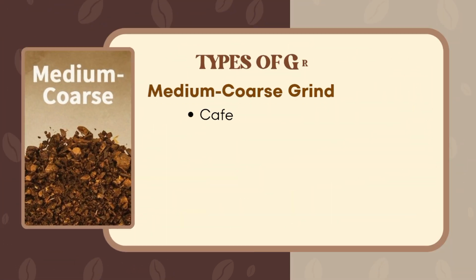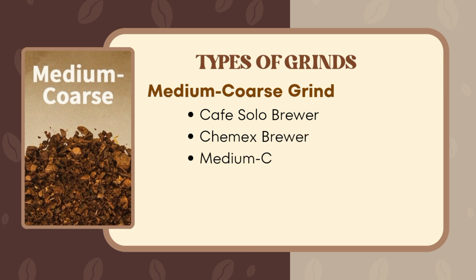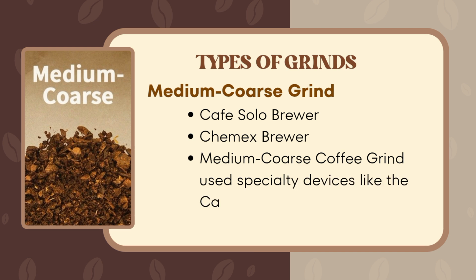The third type of coffee grinds is medium coarse grind. A medium coarse grind in coffee is a grind size that falls between coarse and medium grinds. It is slightly smaller than a coarse grind, with a texture that is similar to slightly coarse sand. This grind size is versatile and can be used for a variety of brewing methods, including pour-over, Chemex, and AeroPress.